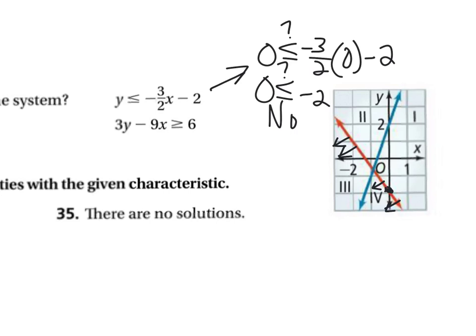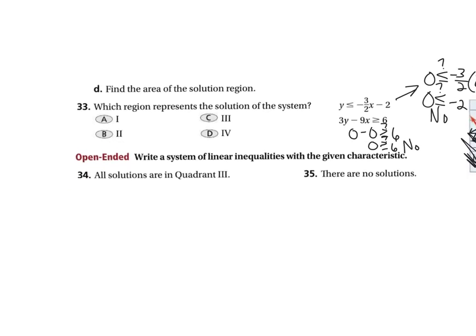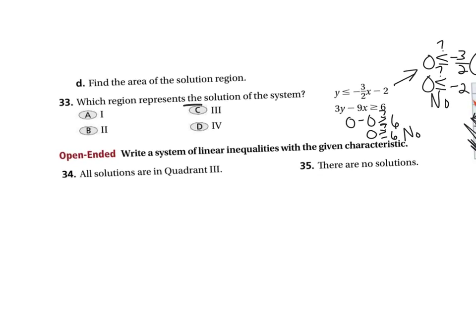And then if you try the other equation, 0, 0, is 0 greater than or equal to 6? And the answer is no. So 0, 0 did not work in that one either. 0, 0 is to the right of the blue line, so we need to go to the left of the blue line. So if we look at where those overlap, that would be section 3. So that would be choice C would be your answer for that problem.